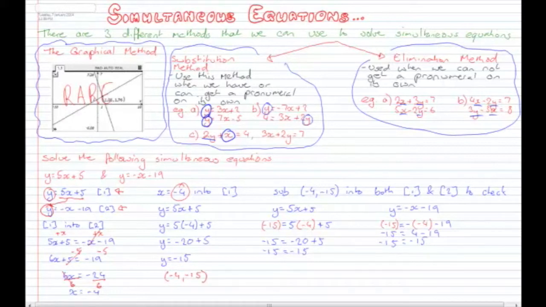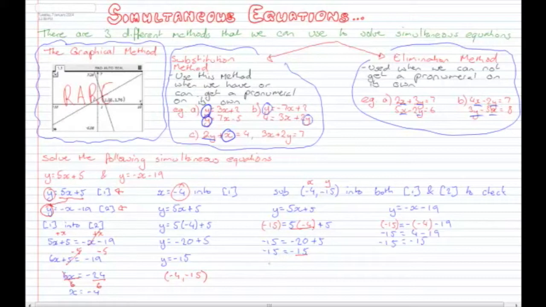Right, let's double check our answers now to see if we're correct. We're going to substitute the point negative 4, negative 15, that is our x coordinate and our y coordinate, into both equations. I've written out both equations here, y equals 5x plus 5 and y equals negative x minus 19. Our y is negative 15 and our x is negative 4. So you get negative 15 is equal to 5 times negative 4 plus 5. 5 times negative 4 gets us negative 20. Negative 15 equals negative 20 plus 5, and negative 20 plus 5, of course, is equal to negative 15.